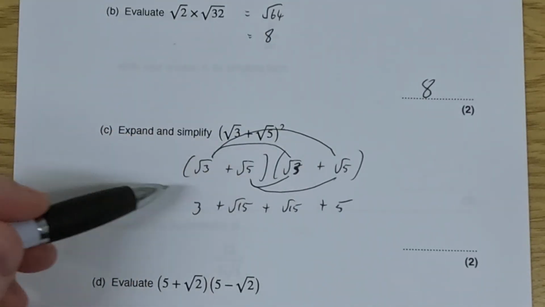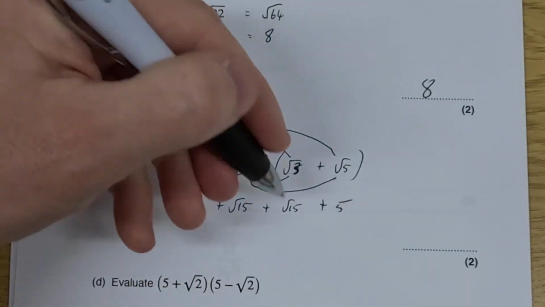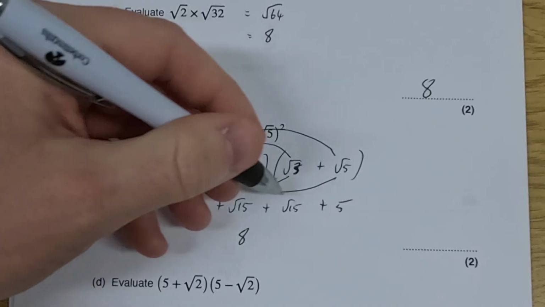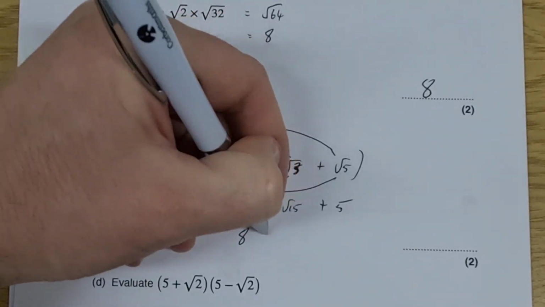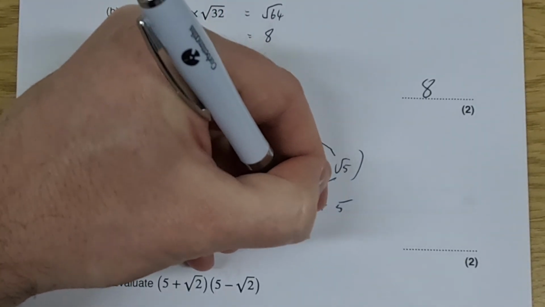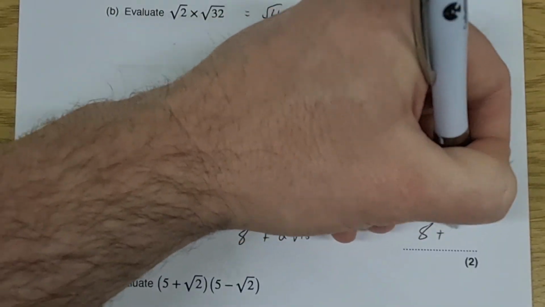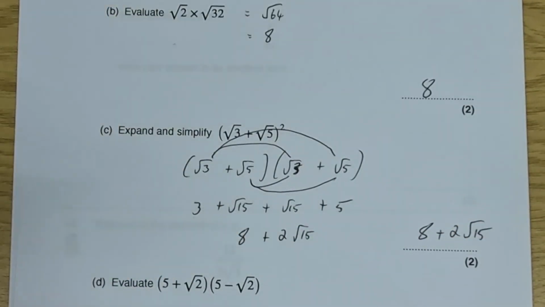And then we can simplify this. 3 plus 5 is equal to 8, so we've got 8. And then root 15 plus root 15 would be 2 lots of root 15, so plus 2 root 15. So the answer would be 8 plus 2 root 15. And that's it. We've expanded and we've simplified.